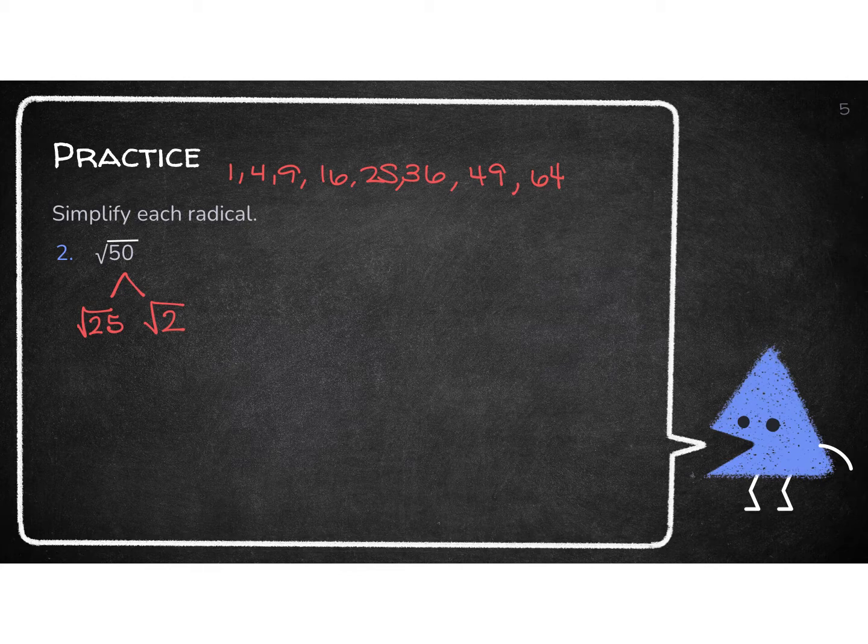And now we're just going to simplify. The square root of 25, well, we can take that. It's 1, 2, 3, 4, 5. The square root of 2, 2 is not in my list, so that's going to stay the square root of 2. That radical is now simplified, and that's all.